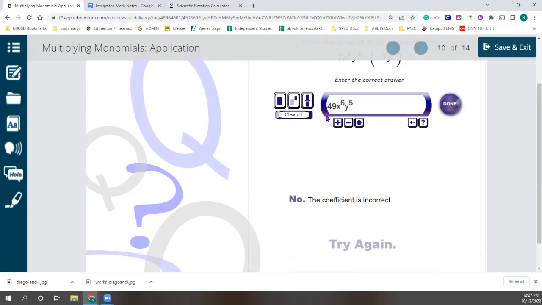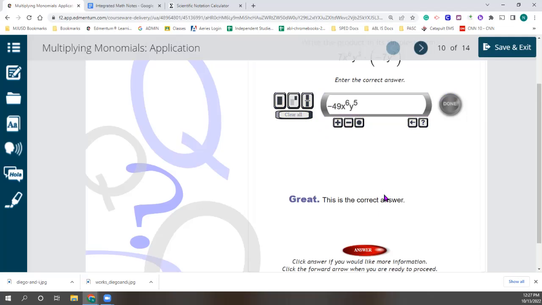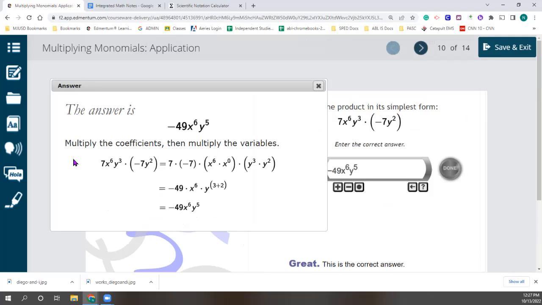Hey Siri, what is 7 times 7? The answer is 49. Hey Siri, what is 7 multiplied by negative 7? The answer is negative 49. Oh, negative 49. I forgot the negative. See, we all make mistakes, folks.